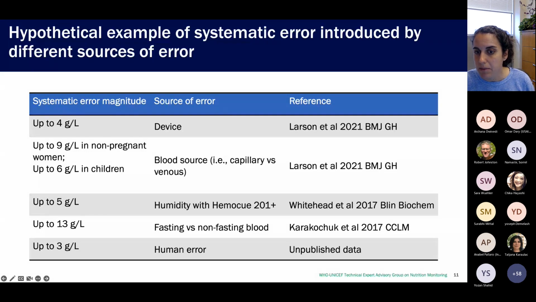Fasting versus non-fasting blood can introduce a bias of up to 13 grams per liter. And human error, this is just from my own unpublished data, can introduce bias of up to 3 grams per liter. So you can imagine when you're looking at all of these different sources of error, it's introducing quite a bit of bias in the measurement of your hemoglobin.